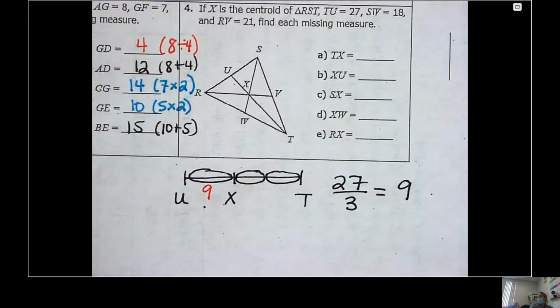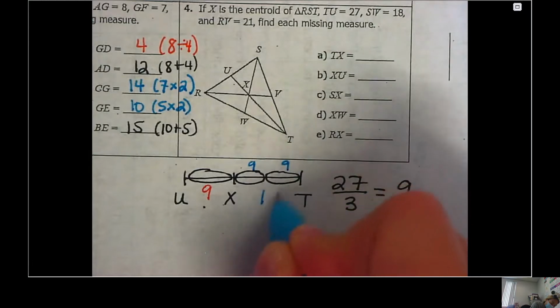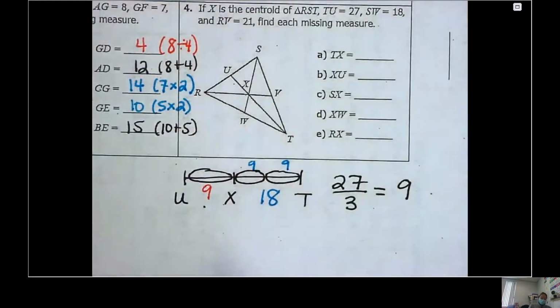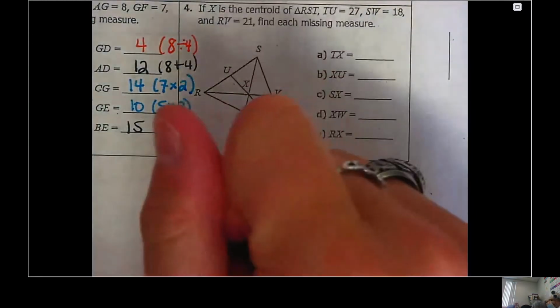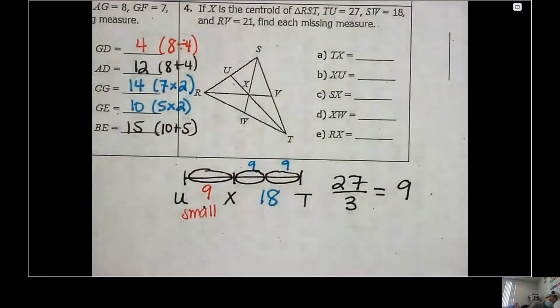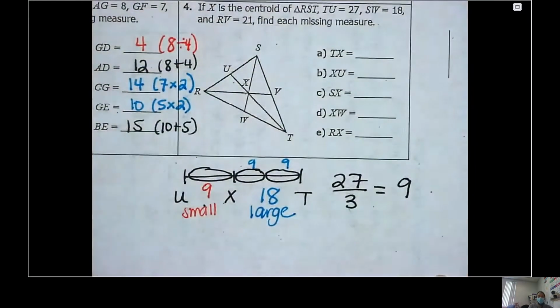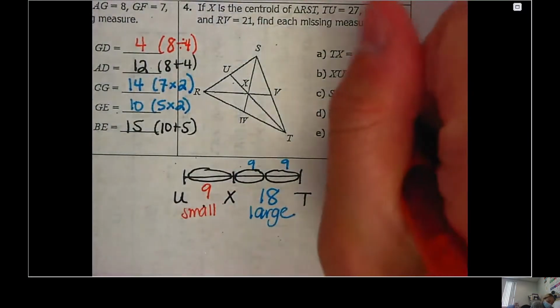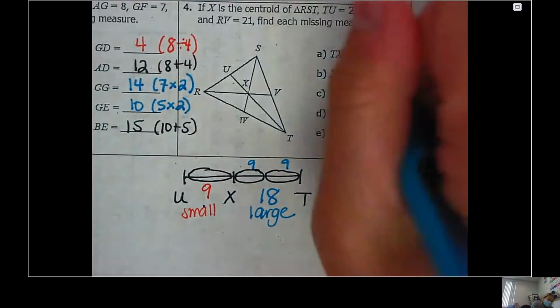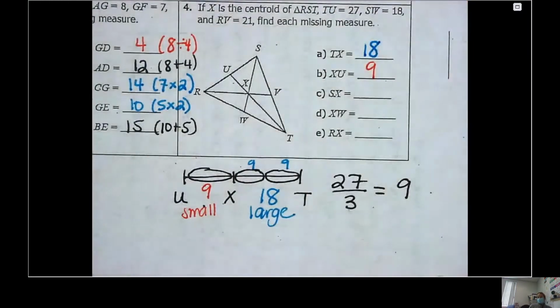What does that mean the big piece is worth, X to T? 9 and 9, which is 18. Good. So your small piece is worth 9, and your large piece is worth 18. So U to X is worth 9, T to X is worth 18. Okay, that's the first one right there.